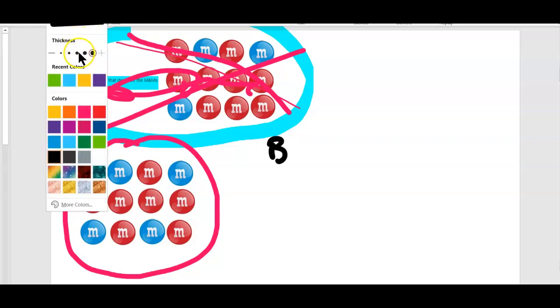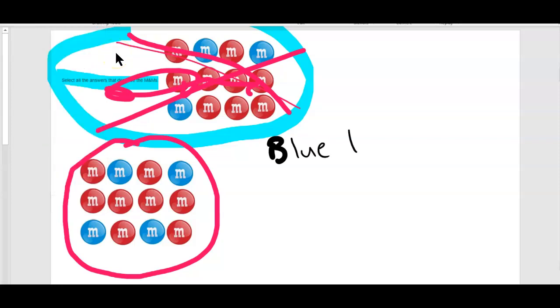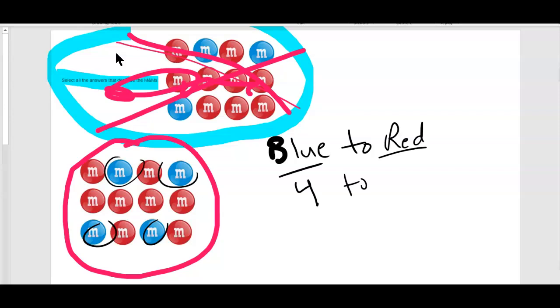Blue to red. How many blues? 1, 2, 3, 4. I've got the blues down there, 4 times. 4, 2. How many red? 4 to 8. That's easy peasy, lemon squeezy. Easy. Over easy.